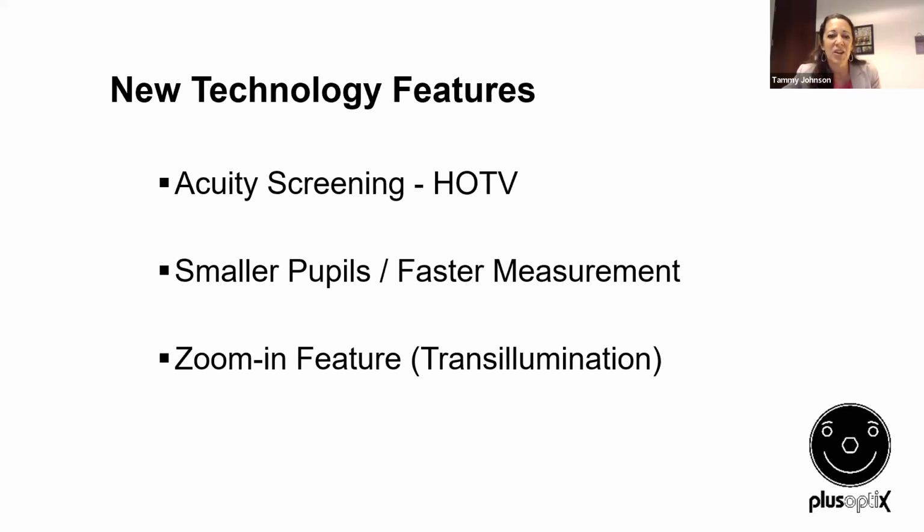We've added acuity screening to the device itself. So not only does this device allow you to do a regular refraction, but if you look here, you can actually choose acuity. I'm going to show you in the next page as well, but it gives you choices. I think this is too small for you to read. Choices of 20/20, 20/40. We've also added the ability to take the measurement faster, get smaller pupils. We have a zoom in feature. I'm going to show you what that is in just a second.